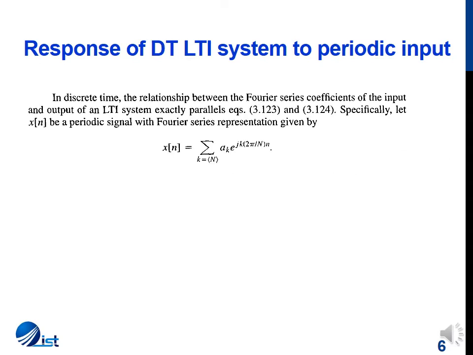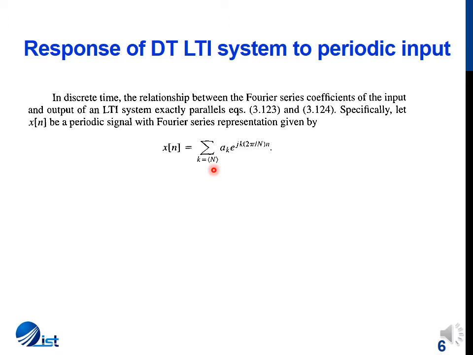Similar to the continuous time case, for a discrete time LTI system, when it is subjected to a periodic input, the output is going to be the same. So if the discrete time periodic signal is expressed through a Fourier series given by this equation, where we remember that for a discrete time case, the Fourier series is periodic with a period N, which is the same as the time period of the discrete time signal.